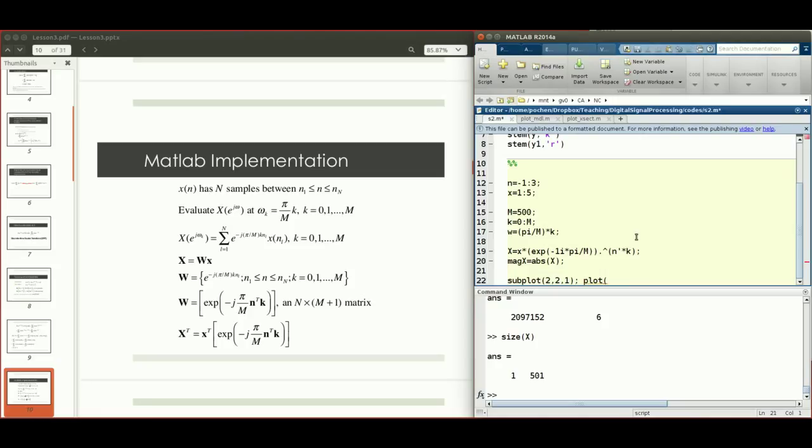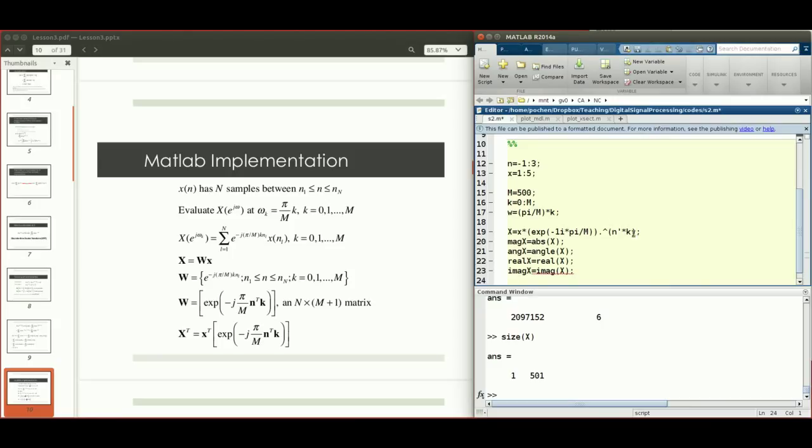And then let's also compute the angle of x, the phase angle. You can just use the MATLAB angle function. And then for the real part of x, you can use the real function, and imagx equals the imaginary part. So that's going to be the 4 sequences that we're going to look at.